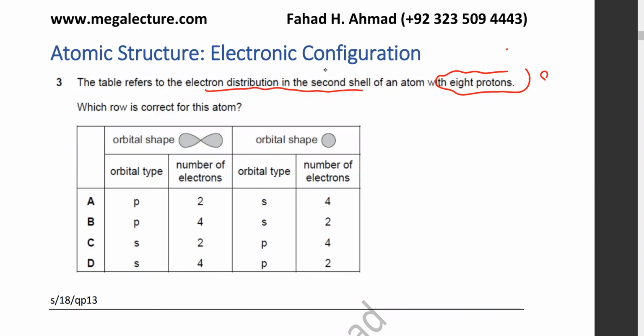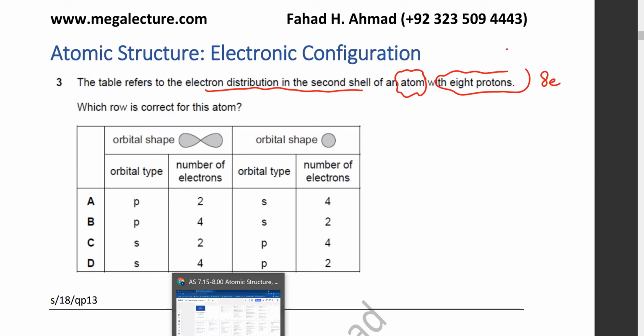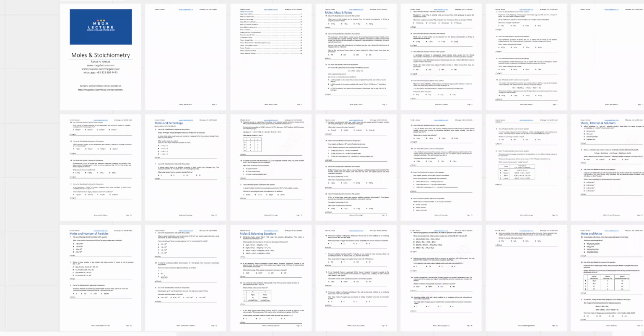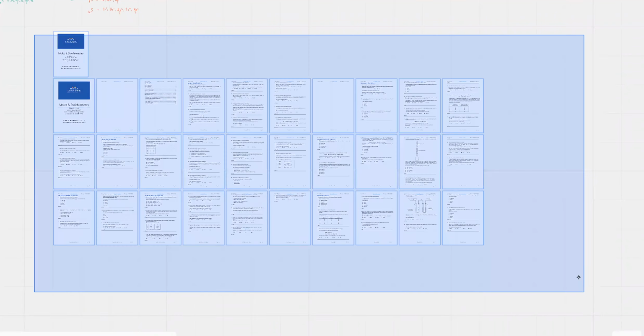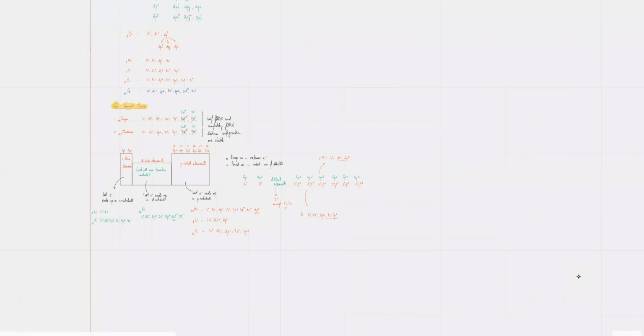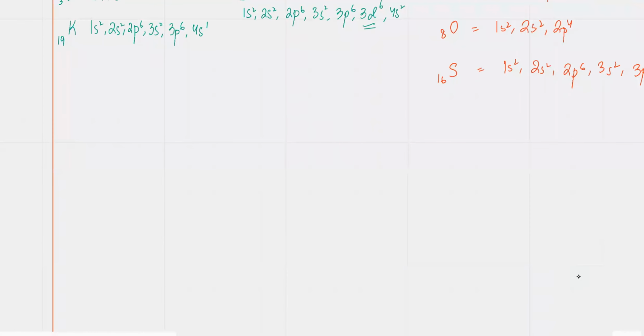So 8 protons means that it obviously has 8 electrons, and he's referring to an atom. Remember, be careful. Is he referring to an atom or an ion? And I'm also going to add that when ions are formed, we didn't do ions. So we can add, okay, when ions are formed, electrons are always added or removed from the outermost shell, which is kind of obvious.